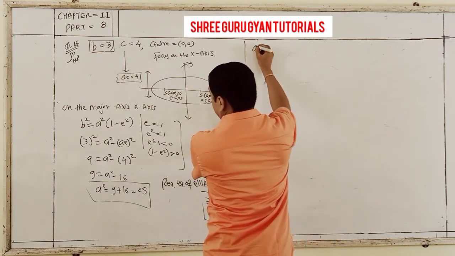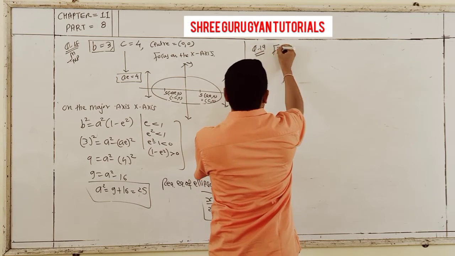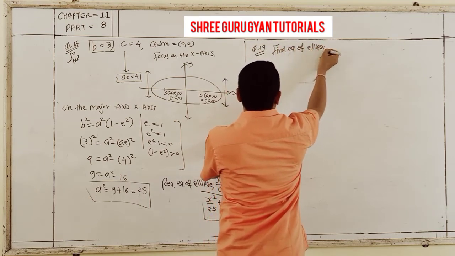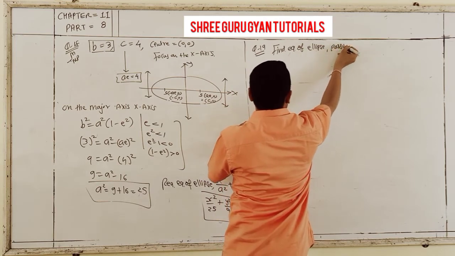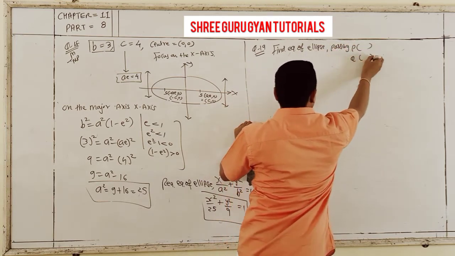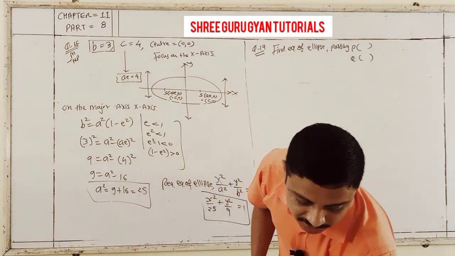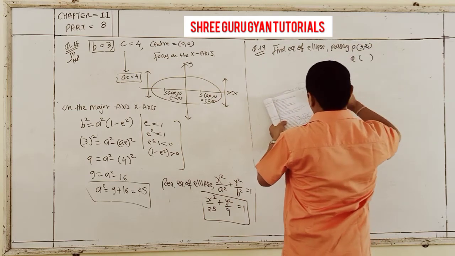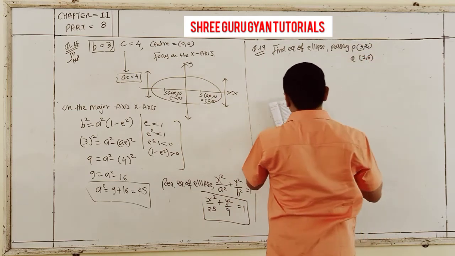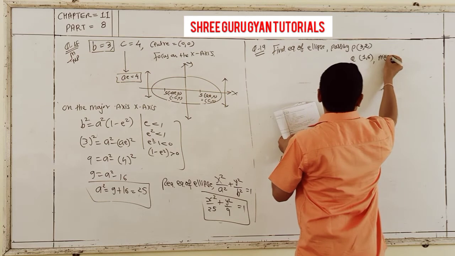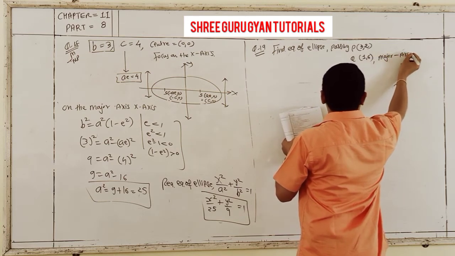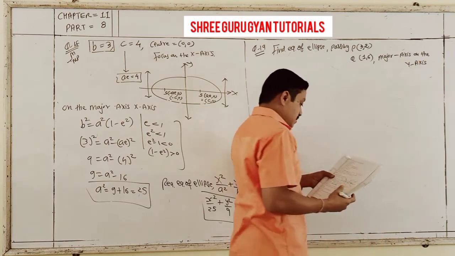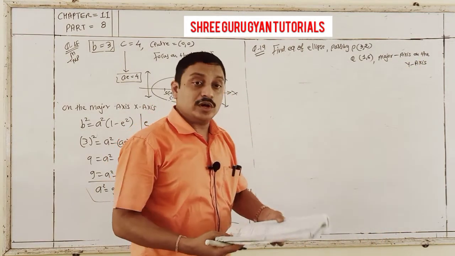Question number 19. Find the equation of the ellipse passing through P and Q. The two points given are 3, 2 and 1, 6, and it is also given that the major axis is on the y-axis, passing through 3, 2 and 1, 6.